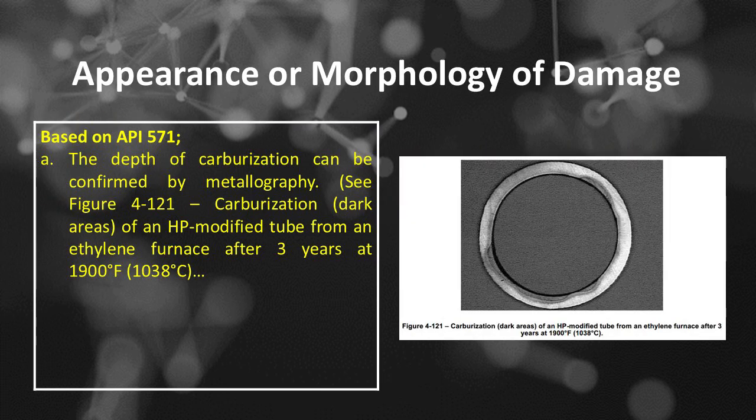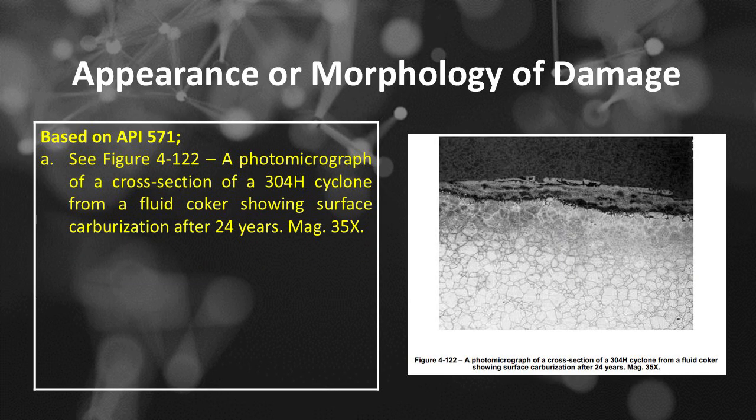The appearance or morphology of carburization damage, based on API 571. Number A, the depth of carburization can be confirmed by metallography. See Figure 4-121, carburization, dark areas, of an HP-modified tube from an ethylene furnace after 3 years at 1900 degrees Fahrenheit or 1038 degrees Celsius. Number B, see Figure 4-122, a photomicrograph of a cross-section of a 304H cyclone from a fluid coker showing surface carburization after 24 years. Mag.